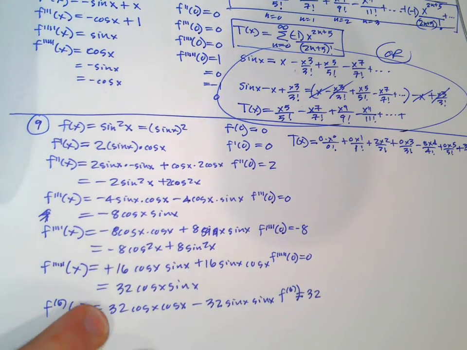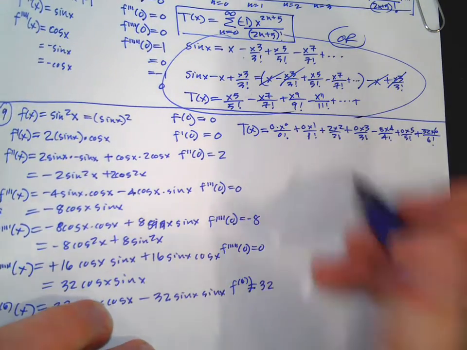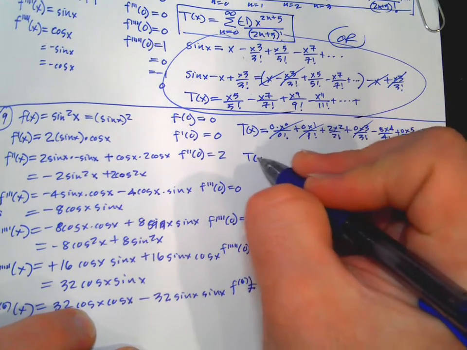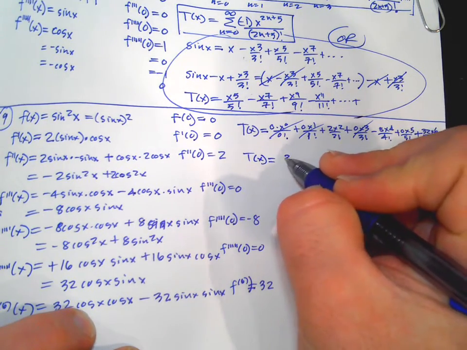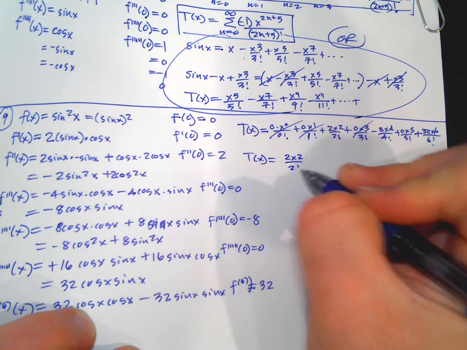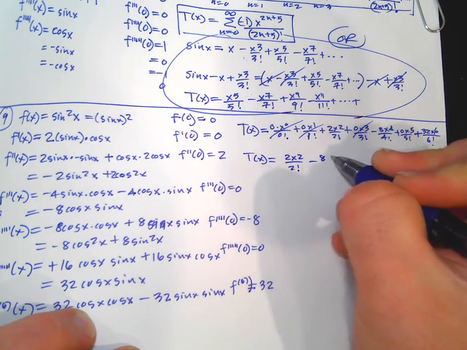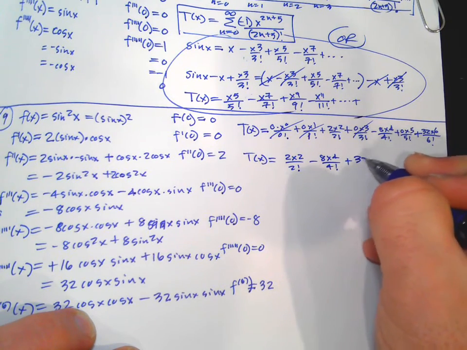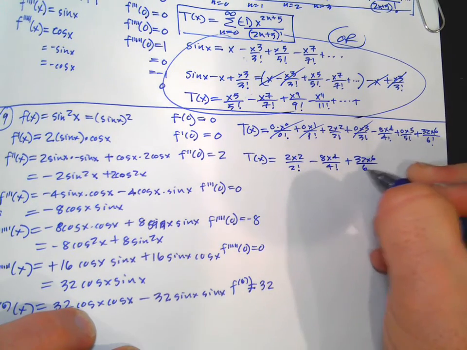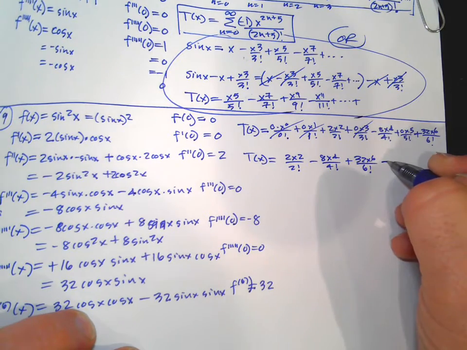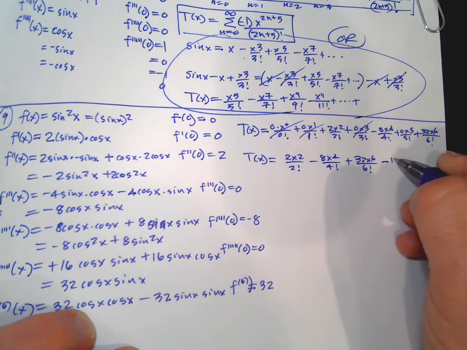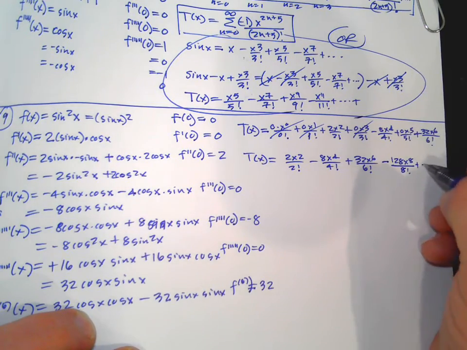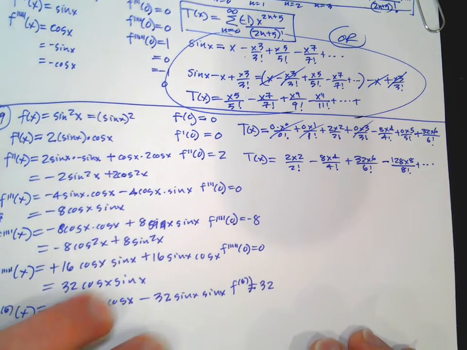So can we see a pattern here? I'm going to keep the factorials. 2x squared over 2 factorial minus 8x to the 4th over 4 factorial plus 32x to the 6th over 6 factorial. So I think the next one would be minus 128x to the 8th over 8 factorial. I mean, that's my guess.